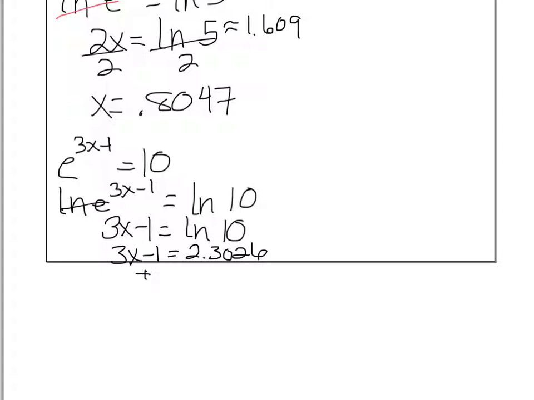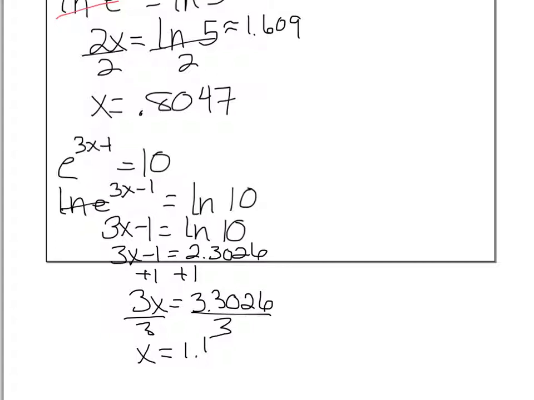So then we would add 1. So then I have 3x equals, and again, make sure you type that directly into your calculator as well. Even though I know you can also do the work, we want to keep the exact answer in the calculator. And then divide by 3. So you should have 1.1009, because the 8 rounds up since there's a 6 over. All right, let's move on to our next problems.